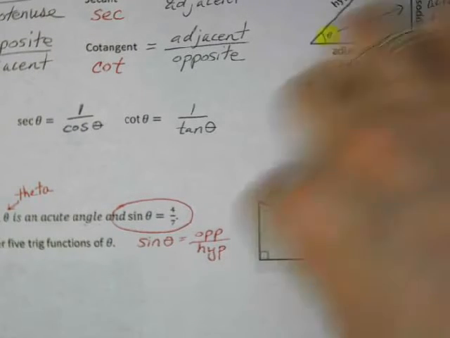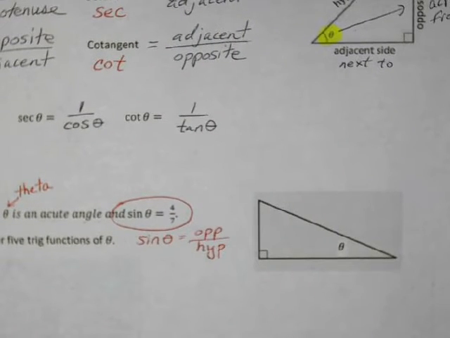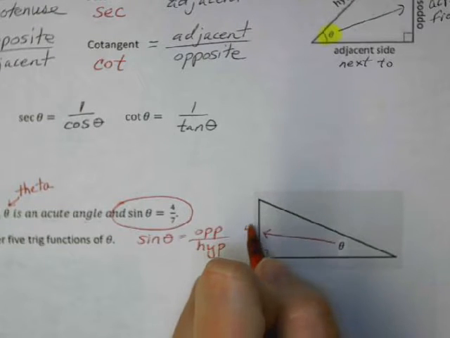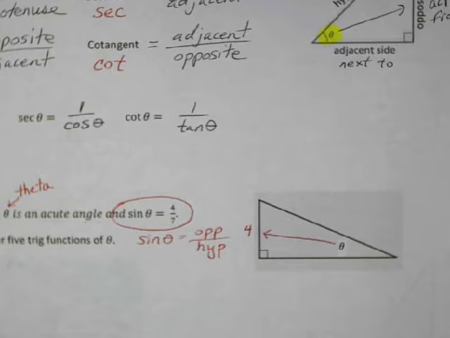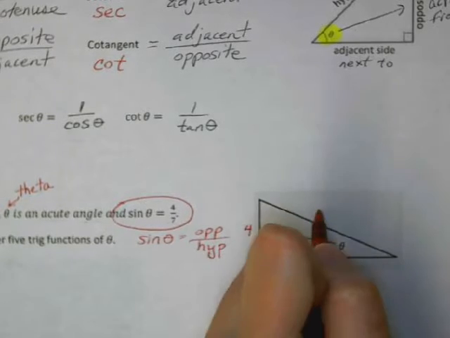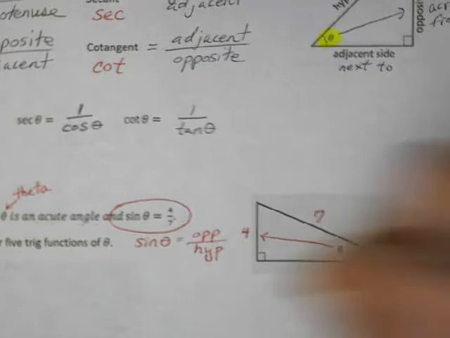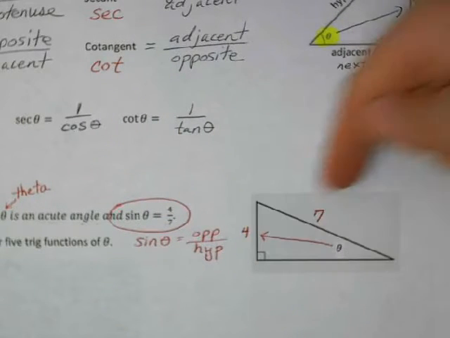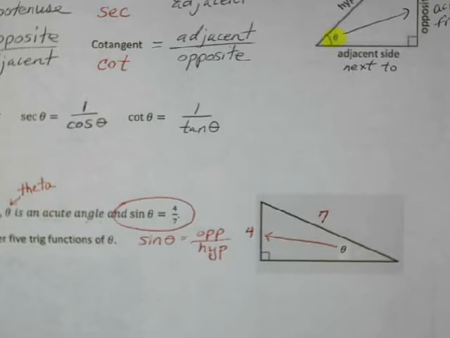So what do you think? Could I label my picture? What should I do with these numbers? Yeah, the 4 has to go opposite of this, over here to the opposite side. Does that make sense? And where would the 7 go? On the top, the hypotenuse, the longest side. Good job. So you just label your picture based off of this. 4 is the opposite side, and 7 is the hypotenuse.